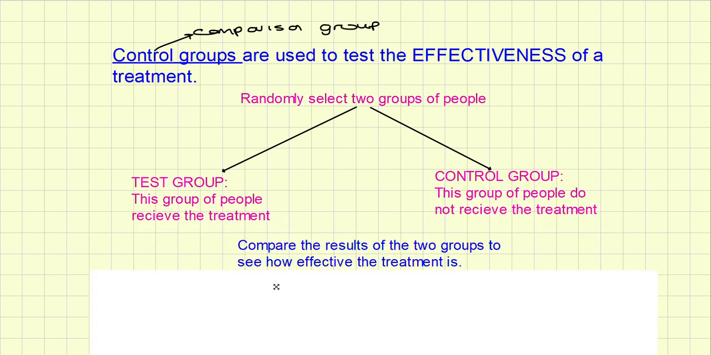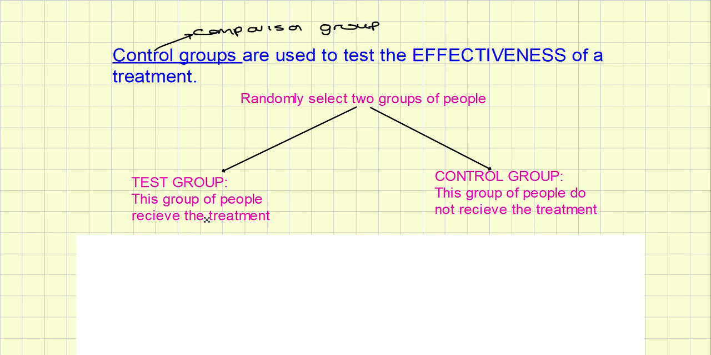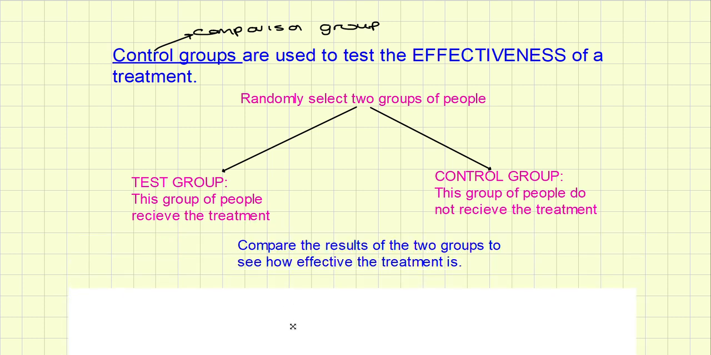So just looking at these then, the test group of people receive a particular treatment that we're meant to be giving. The control group, this group of people do not receive the treatment. Now the purpose of this is that we can be sure when we compare them of the effect of the treatment on the test group. Okay, conditions are kept exactly the same for both groups other than the treatment given here. Okay, compare the results of the two groups to see how effective the treatment is. So it's really important that all the conditions are kept the same apart from the treatment. So that's a control group.